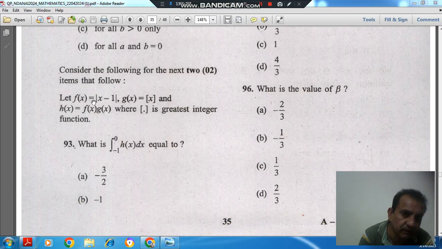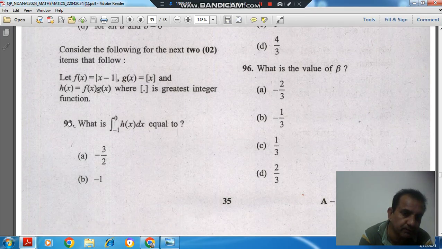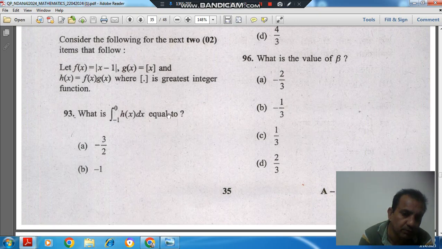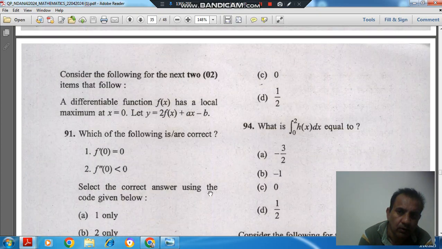Let f(x) is equal to modulus of x minus 1, and g(x) is equal to the greatest integer of x, and h(x) is equal to f(x) g(x), where the bracket is the greatest integer function. Question number 93 based on this: what is the integral from minus 1 to 0 of h(x) dx equal to? Option A minus 3 by 2, option B minus 1, option C 0, option D 1 by 2.